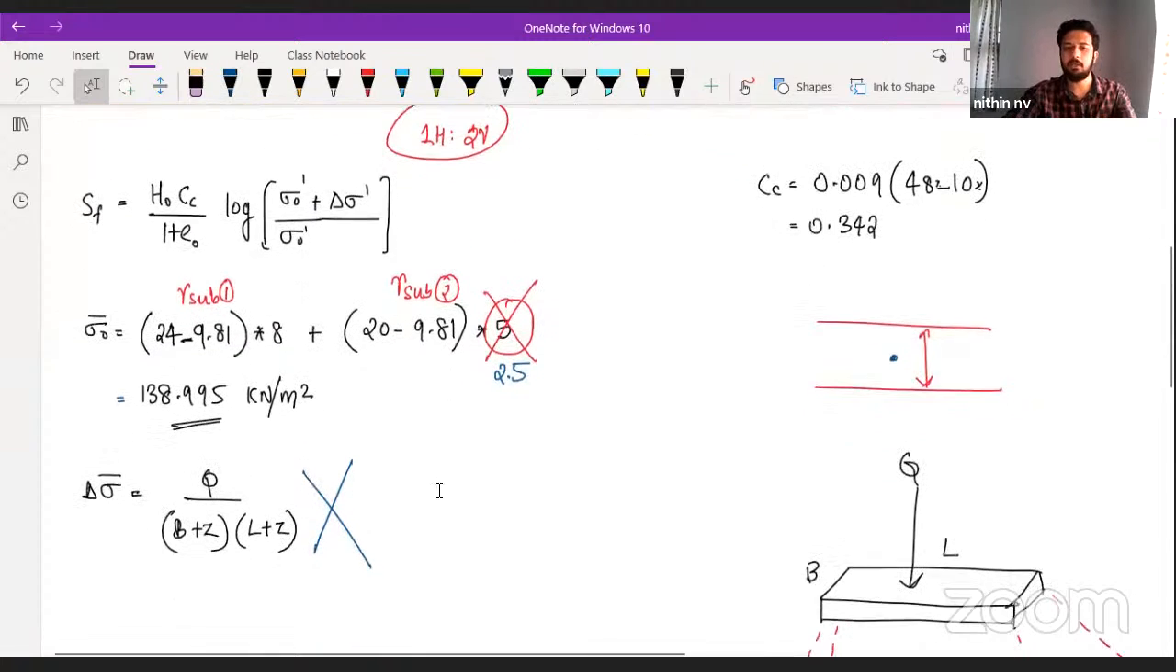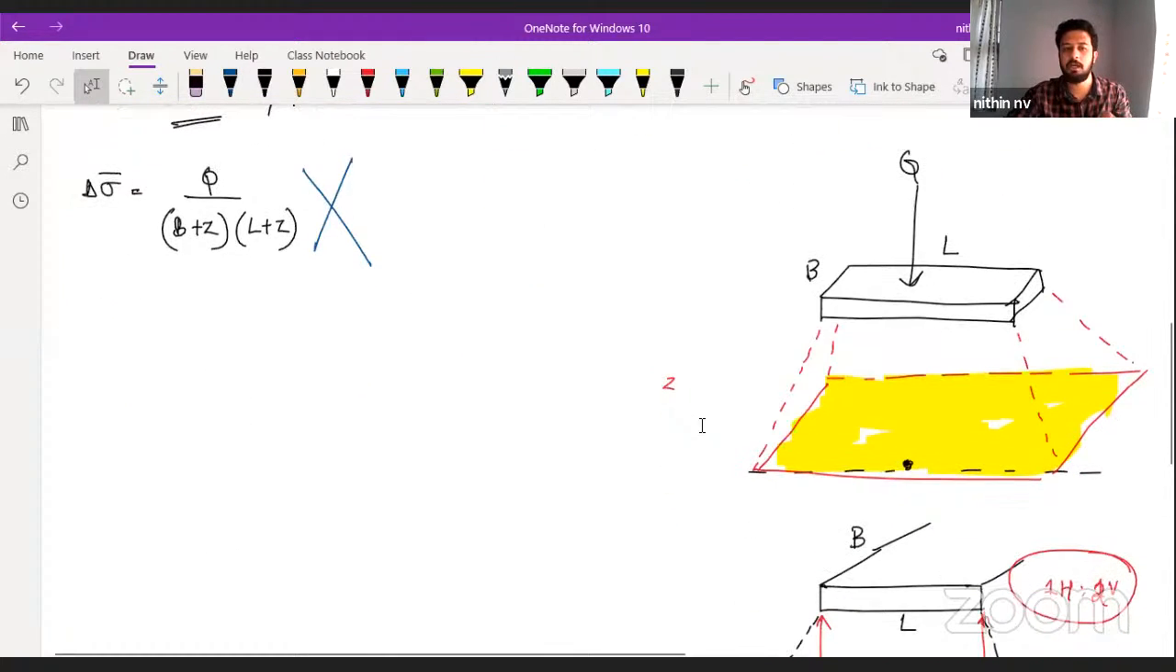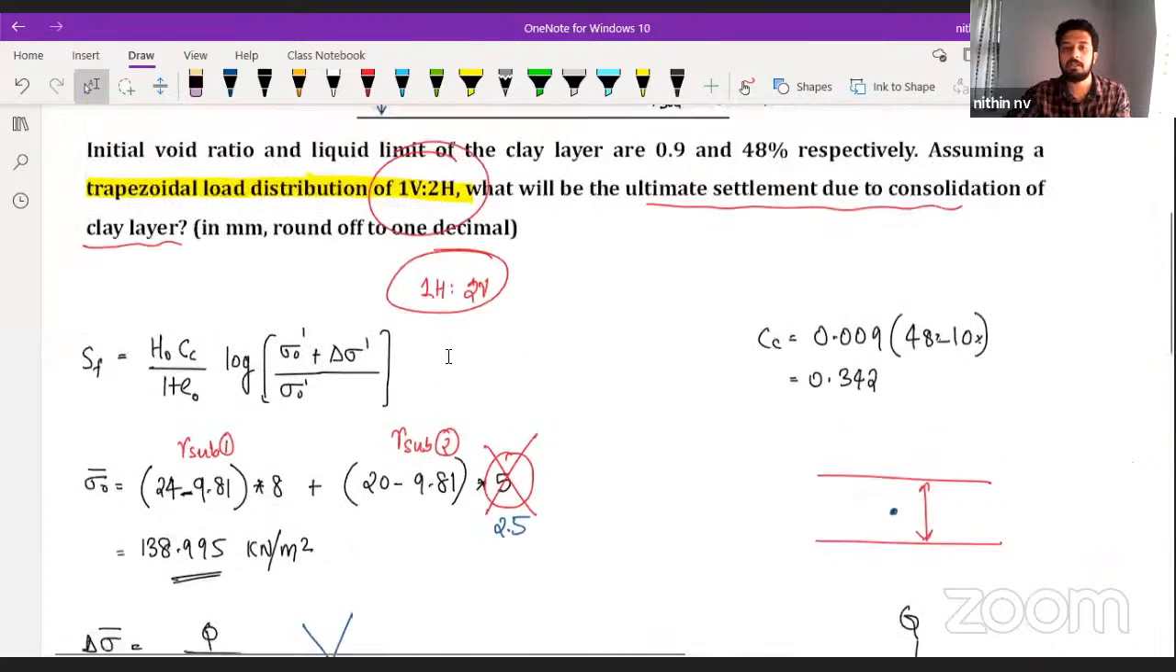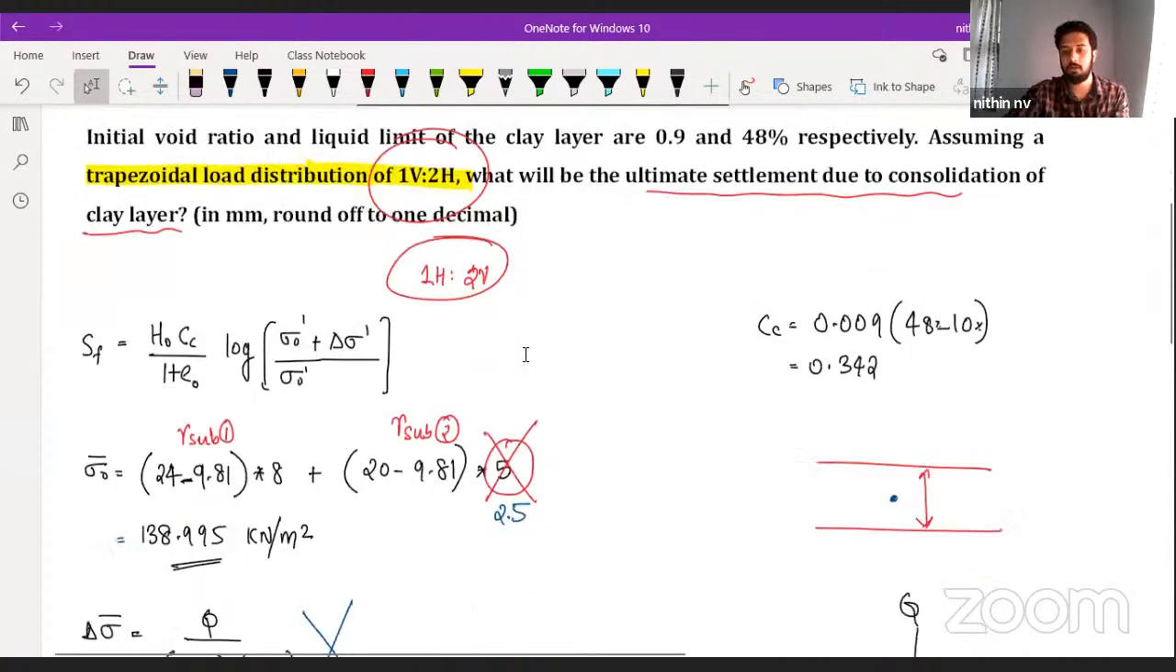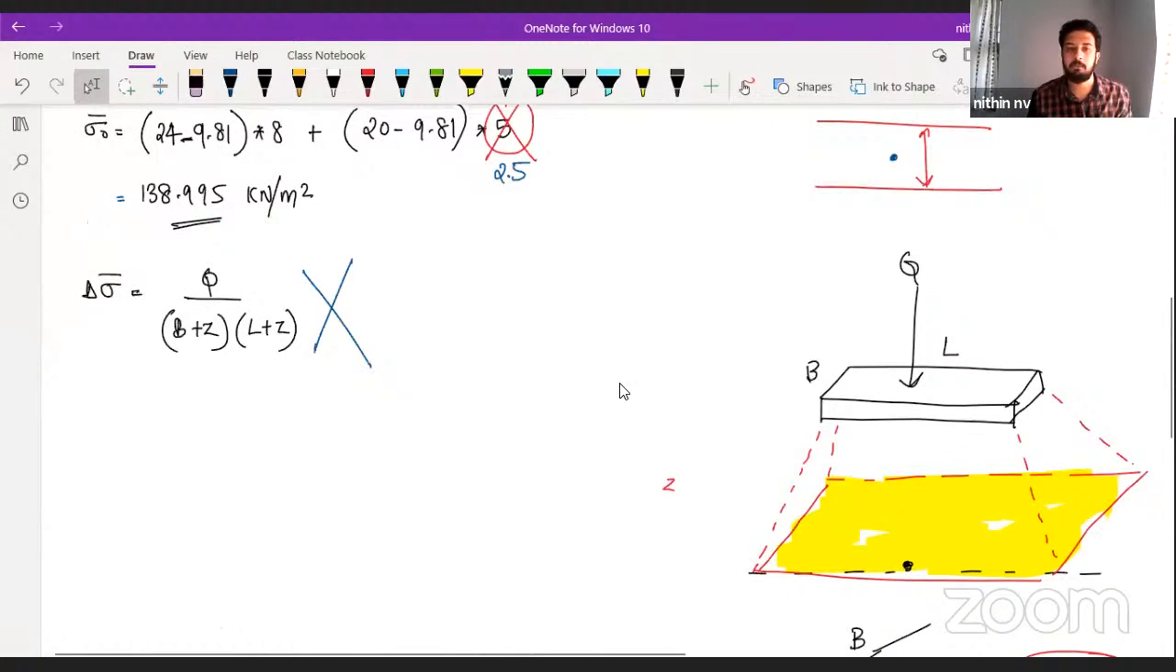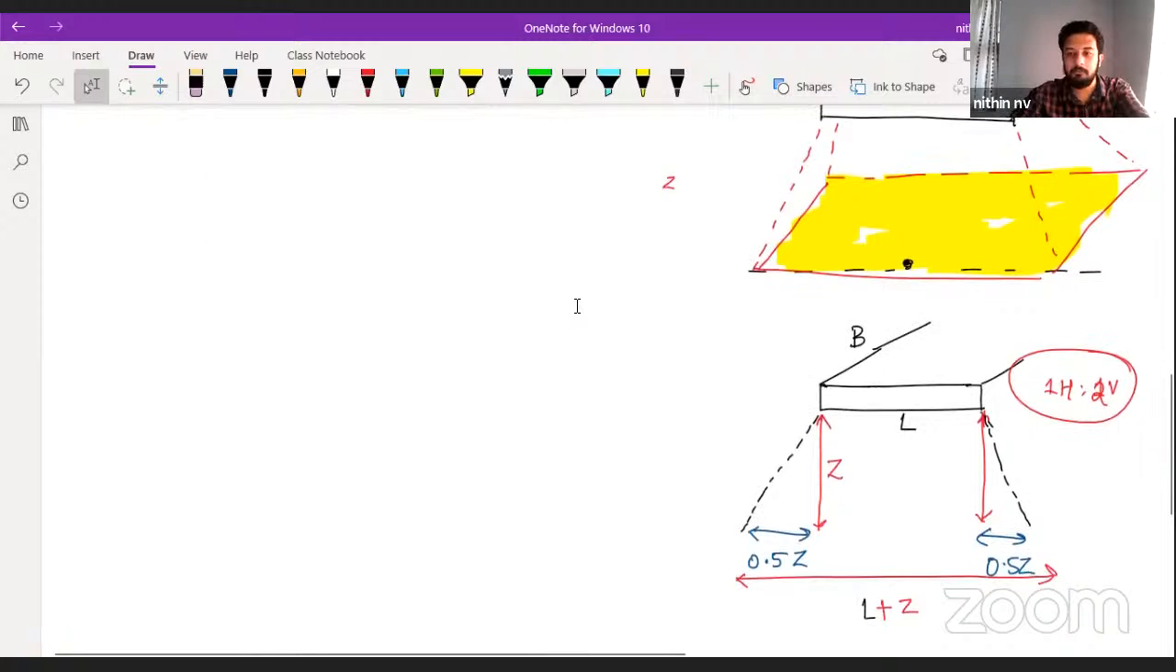Clear? Now, can I use this Q by B plus Z into L plus Z? No, because here the distribution is different. It is 1 vertical to 2 horizontal. Now you tell me what it will be. Here I'm just drawing it. So the same thing, it is L. Now what they are telling in the question is 1 vertical to 2 horizontal.